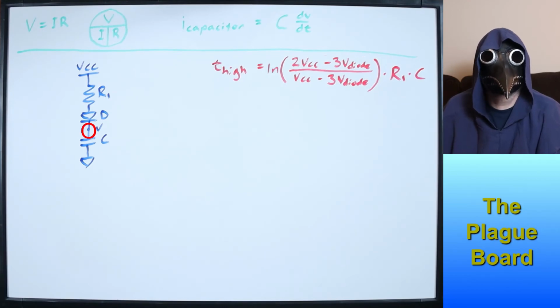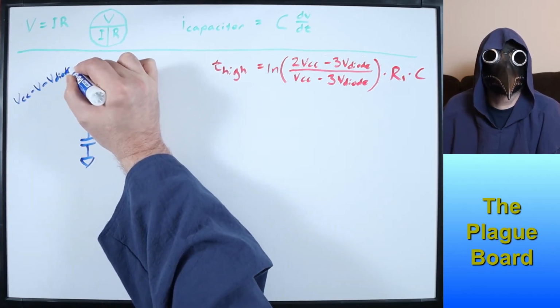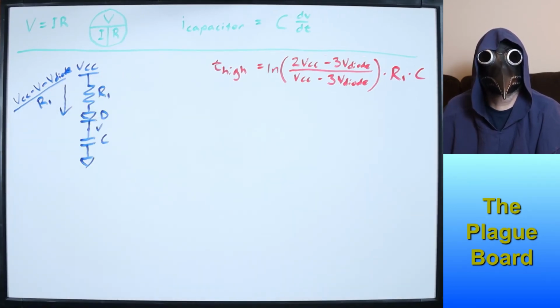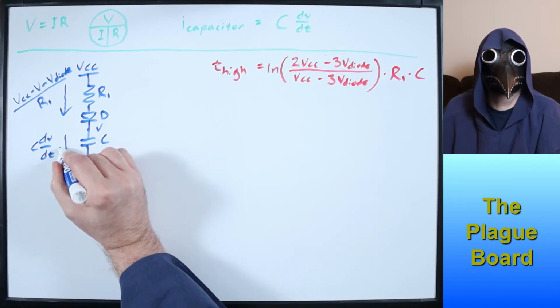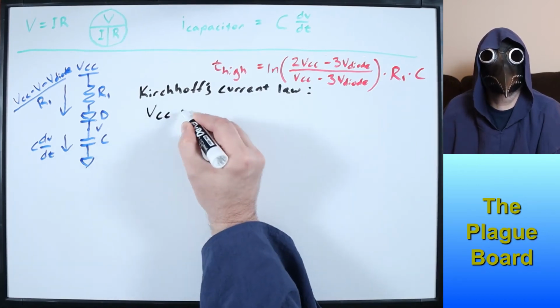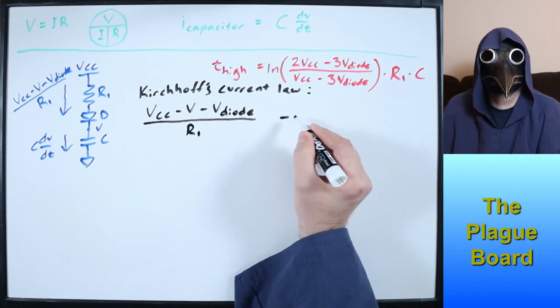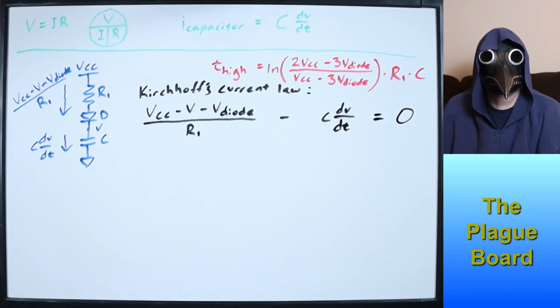We'll use the V node for Kirchhoff's current law. The current going into the V node will be VCC minus V minus the diode voltage all over R1. And, of course, the current through the capacitor is still C dV dt. So, by Kirchhoff's current law, we have VCC minus V minus the diode voltage over R1 minus C dV dt. Now, all we need to do is solve this just like the previous formulas.